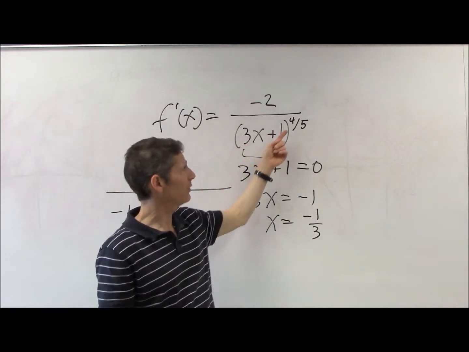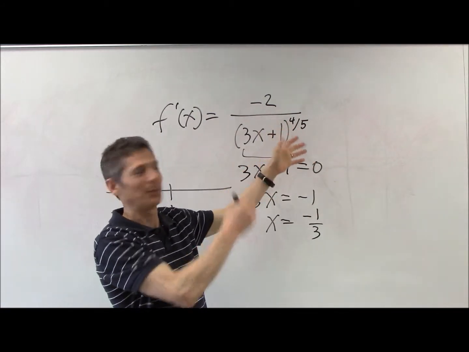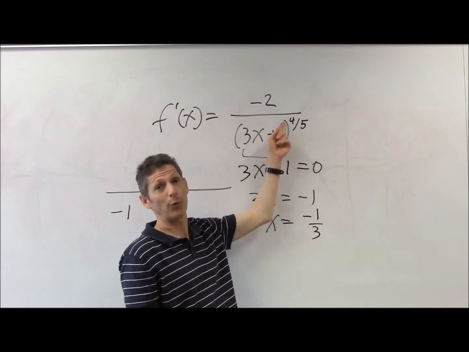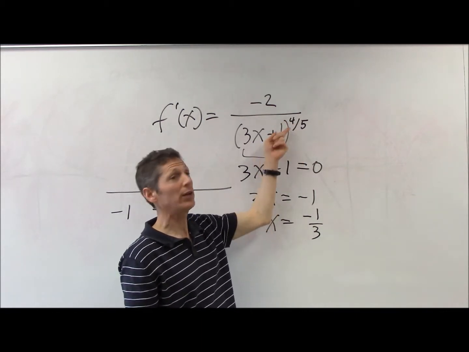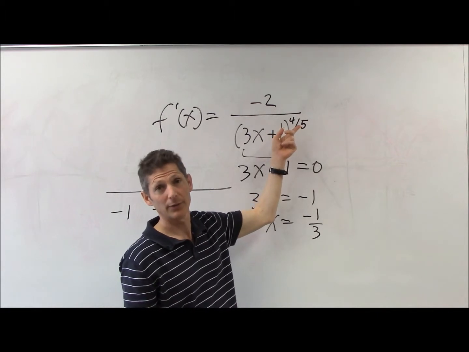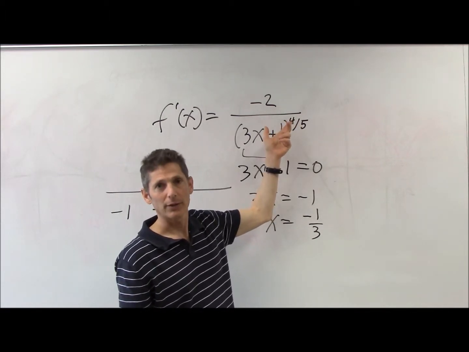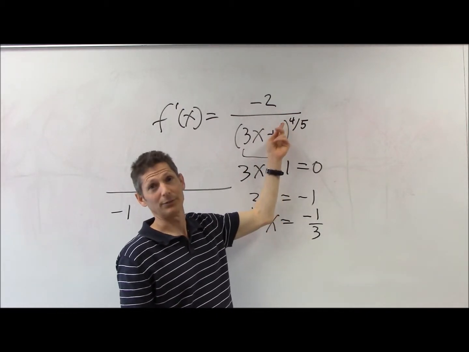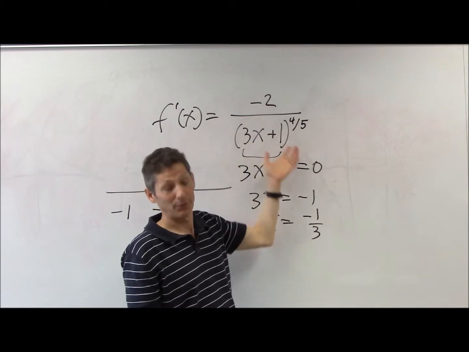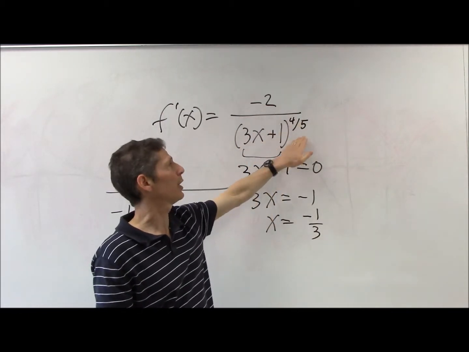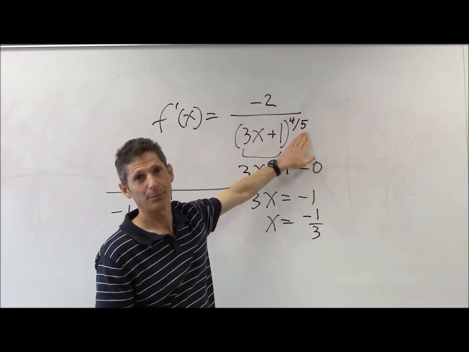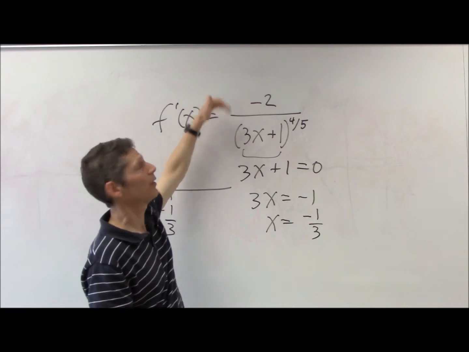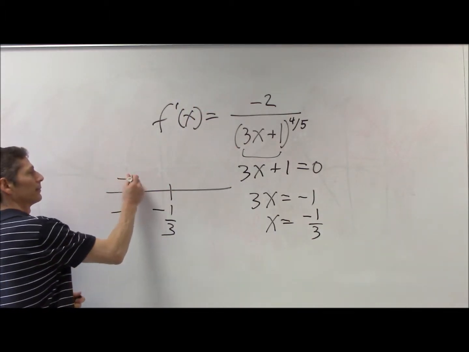But if I raise it to the 4/5, I mean, I know this looks intimidating, but it's really not. This says raise it to the 4th, then take the 5th root. Anything raised to the 4th power is going to end up positive, because it's an even exponent. That is correct. Negative times negative times negative times negative is positive. And then when I take the root of a positive, it's still going to be positive. So this bottom's always going to be positive. The top is always negative. Negative over positive is negative.